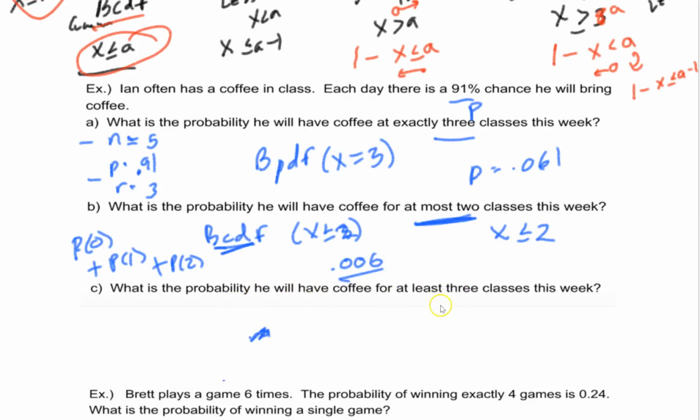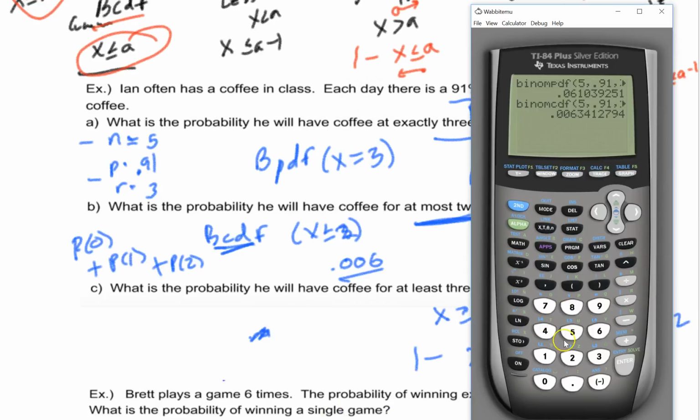What's the probability he'll have coffee for at least 3 classes a week? So at least 3 is this one. Notice it's pointing in the wrong direction, so I gotta do 1 minus x. It has an equal to sign, so I gotta lose it. And I gotta go down 1 because I don't have the equal to sign. So 1 minus x is less than equal to 2 because they go down a level. So that's what I'm gonna put in my calculator. 1 minus binomial CDF of x is less than equal to 2.